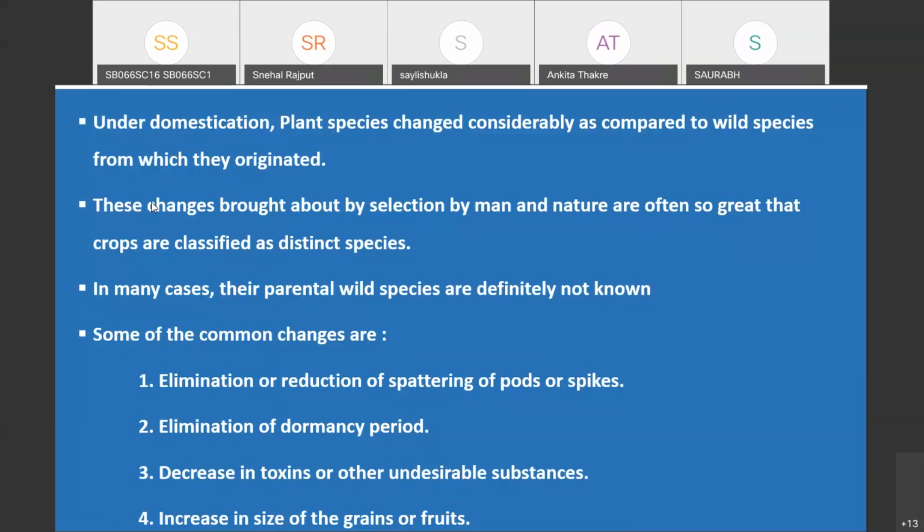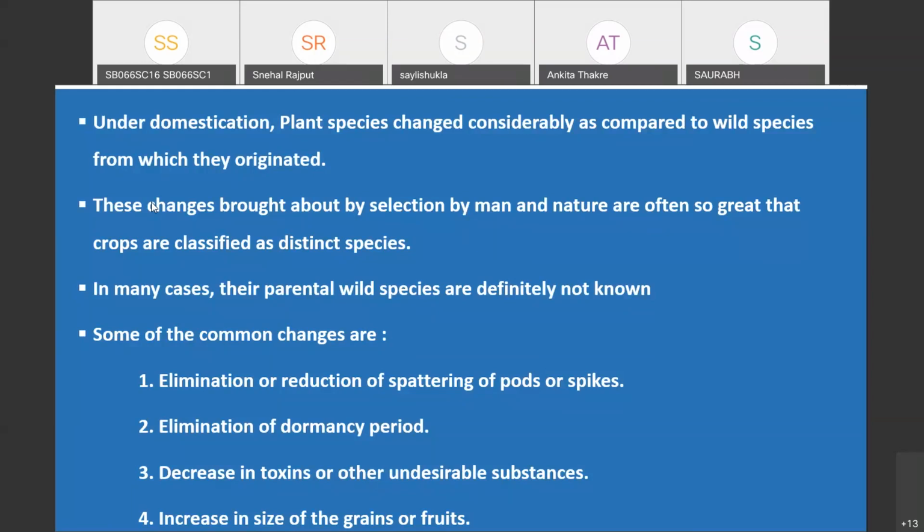The first one is natural selection, and the other one is artificial selection. Artificial selection is the selection which is carried out by human beings. And natural selection means the survival of the fittest, that is, the species which has the capacity to adapt to changing environmental conditions survive and the others are wiped out. That means the changes brought about by selection by man and nature are often so great that crops are classified as distinct species.